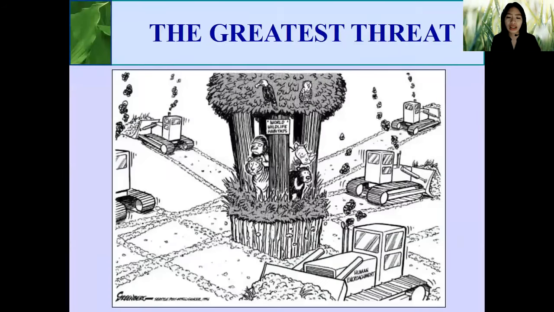So, the greatest threat, look at this picture. What is the greatest threat of biodiversity, of our surroundings? Human. Yeah, we are the greatest threat. We depend on our natural resources. We depend on our biodiversity. But what we do in return is we destroy them. We exploit them.